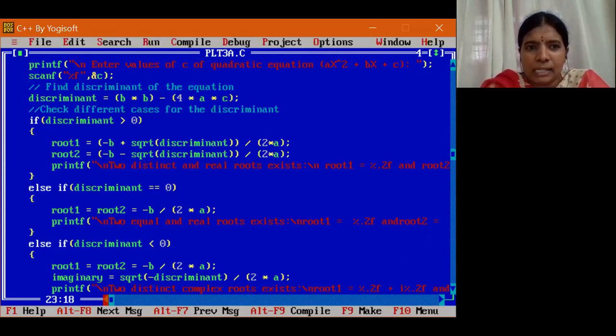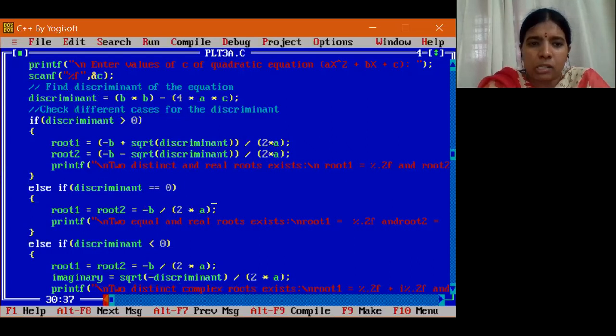If discriminant is greater than 0, it implies that there are two distinct real roots, which are calculated by minus b plus square root of d by 2a, and minus b minus square root of d by 2a, where d is the discriminant. We used the predefined function sqrt of math.h. And 2a must be enclosed in braces, otherwise division by 2 and then multiplication by a will happen. So to preserve the correctness of the expression, you have to put 2a inside braces. That's how you calculate your real and distinct roots.